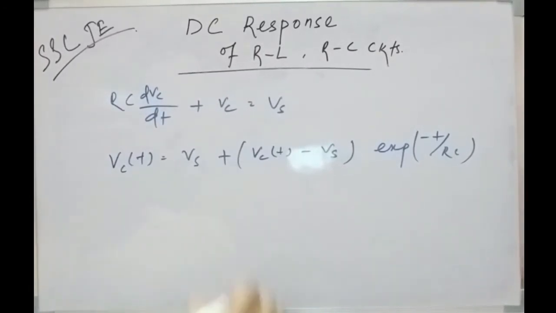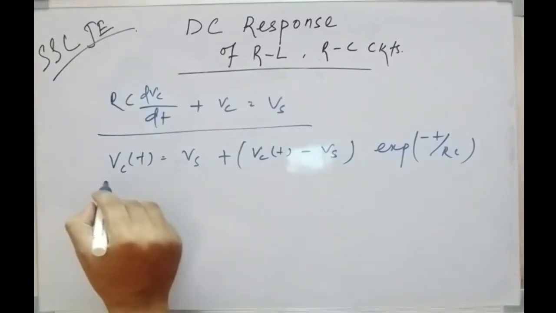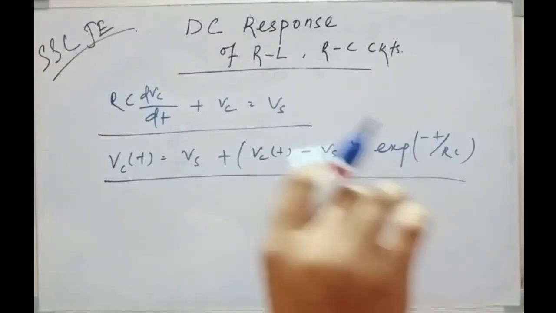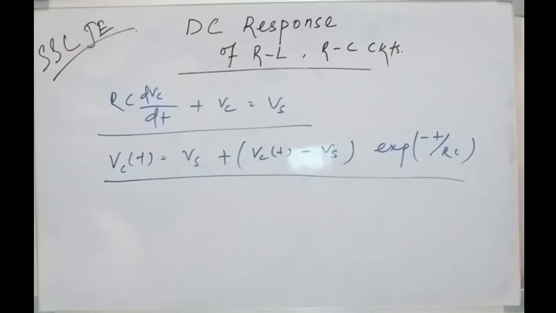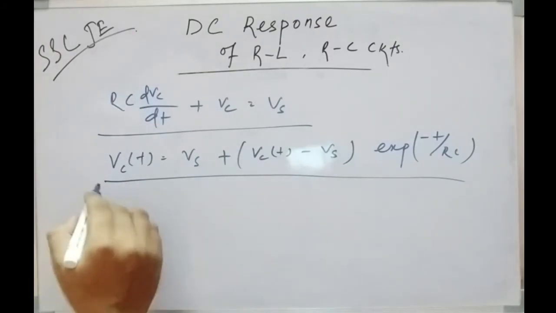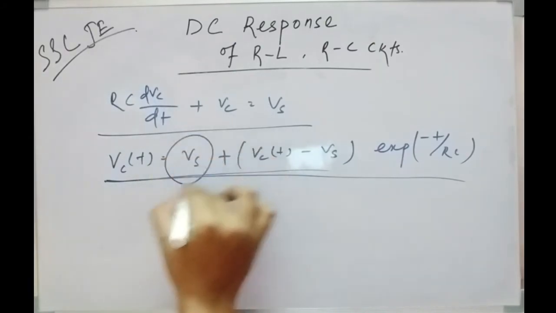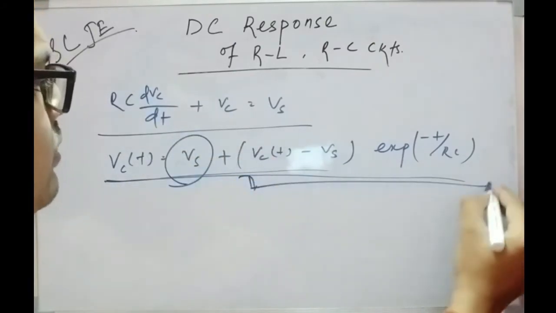One more thing I want to say here is, for an equation like this, a first order differential equation, the complete solution will be this one: Vc(t) equals to Vs plus (Vc naught minus Vs) exponential minus t by RC. I am not giving the full description here, because I am going to give you a note before your mains exam, JEE mains exam. So this is the complete solution. Here you need to know there are two parts. This is one part and this one is another part.